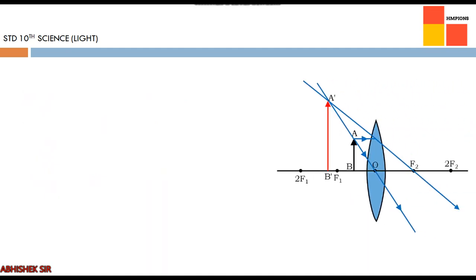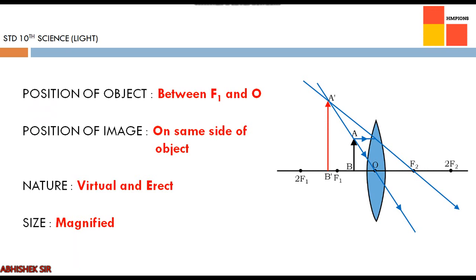Moving on to the next part, that is if we keep the position of object between f1 and o, the position of image will be on the same side of the object, it will be virtual and erect, and the red line and black line you compare, so the image will be magnified as compared to the object, so it will be having a larger size.